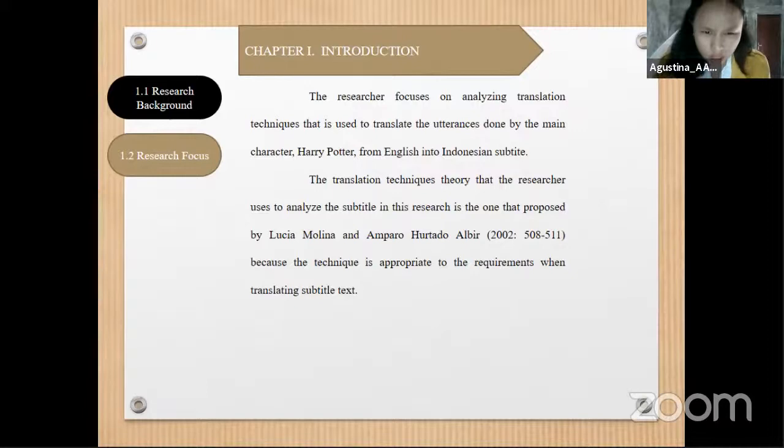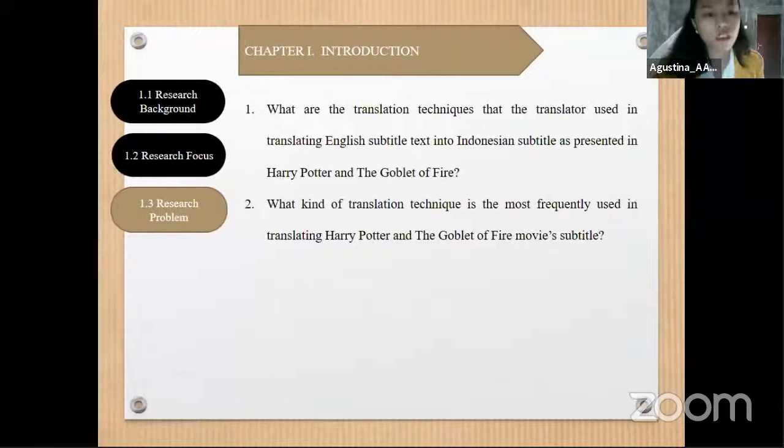Research problem. The first problem is, what are the translation techniques that the translator used in translating English subtitle text into Indonesian subtitle as presented in Harry Potter and the Goblet of Fire? The second problem is, what kind of translation technique is the most frequently used in translating Harry Potter and the Goblet of Fire movie subtitle?